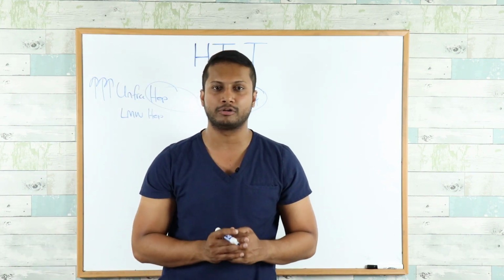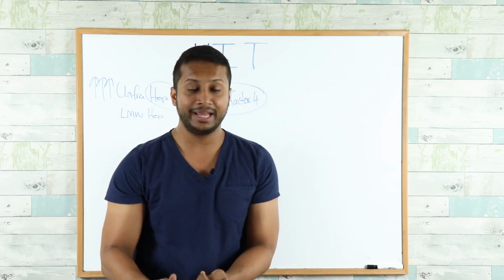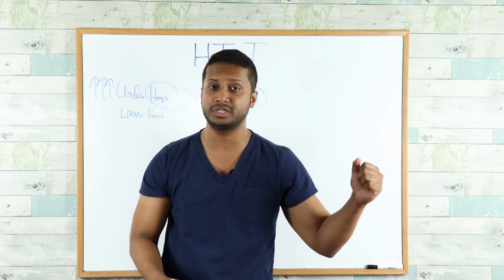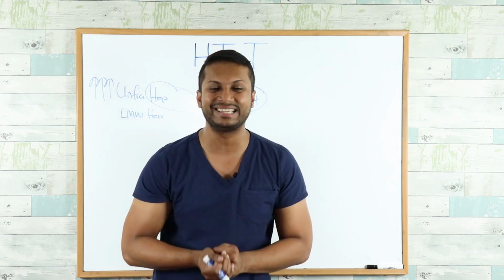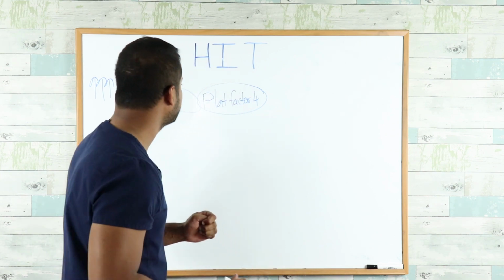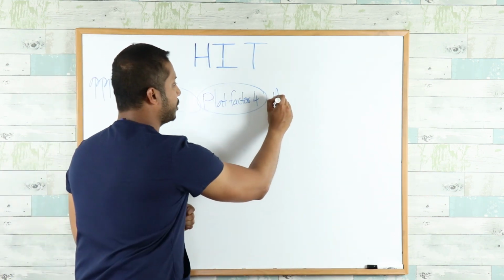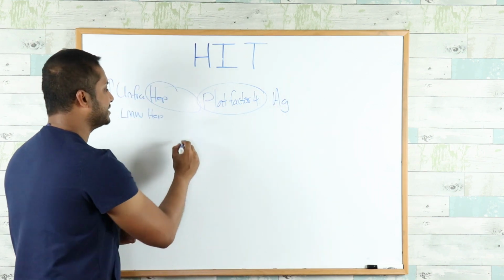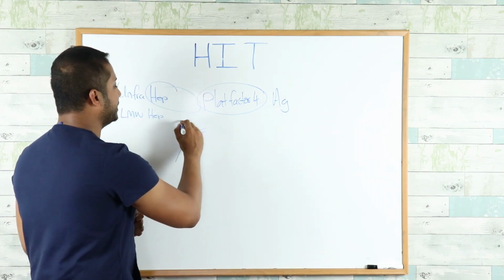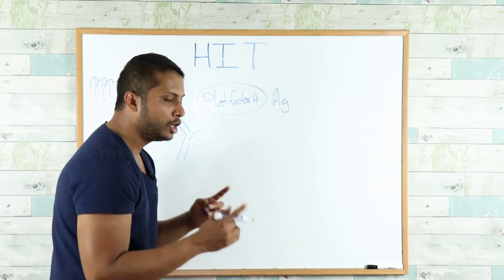Basically, my point I'm trying to make is it's an immune reaction. It is an immune reaction, which means you need an antigen and an antibody. So what is the antigen? That's the question. The antigen is a combination of heparin and your platelet factor 4. All right, so this becomes your antigen. Now your body recognizes this and produces autoantibodies against this and causes two things.